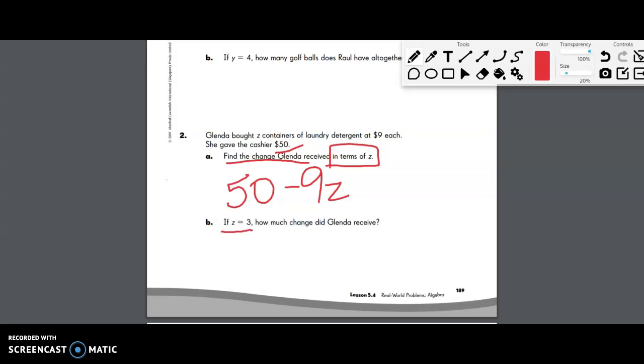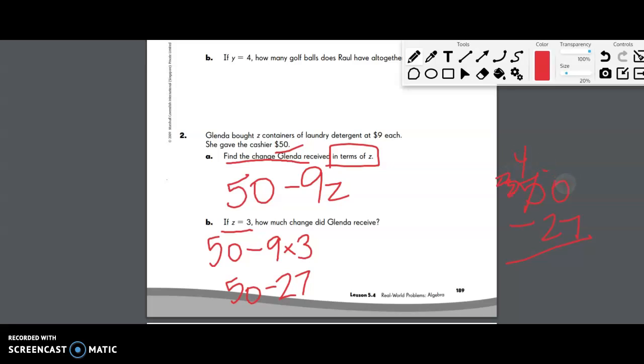Now, if Z equals 3, I can actually figure out how much change she did receive. So I'm going to take my expression. I'm going to multiply 9 times 3 now because I know how much Z is. Remember, I have to use my order of operations now. I have to multiply before I subtract. So I'm going to multiply 9 times 3, which is 27. And then I need to do 50 minus 27. Go over here. 50 minus 27.